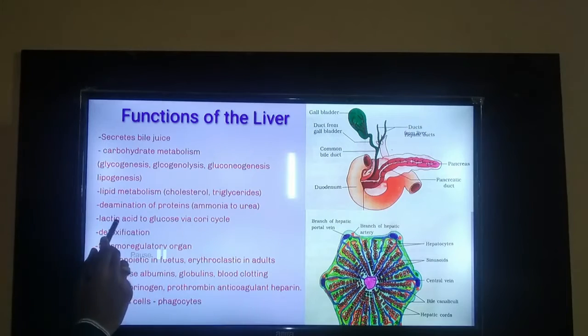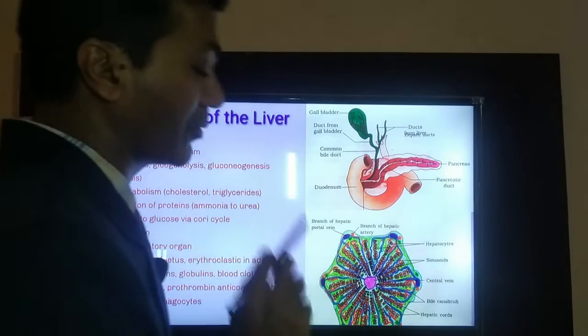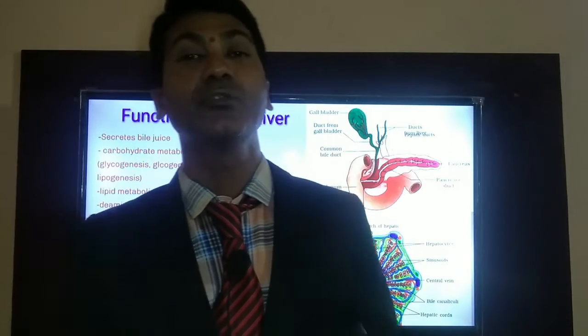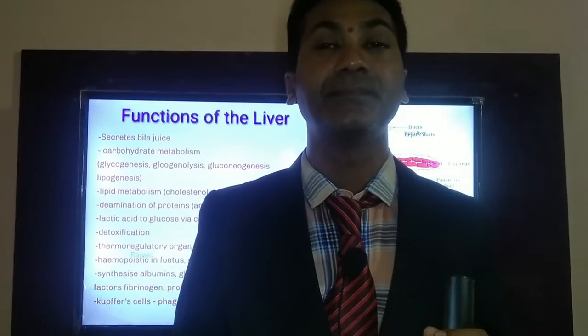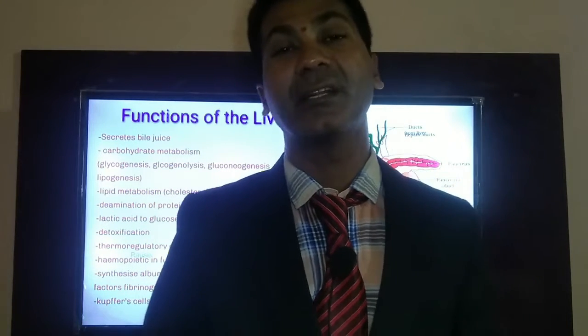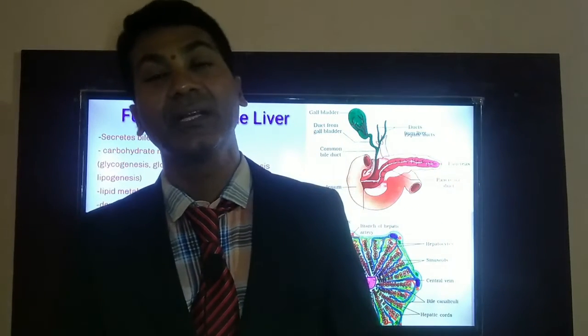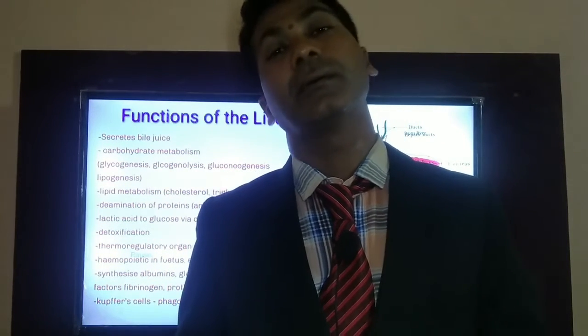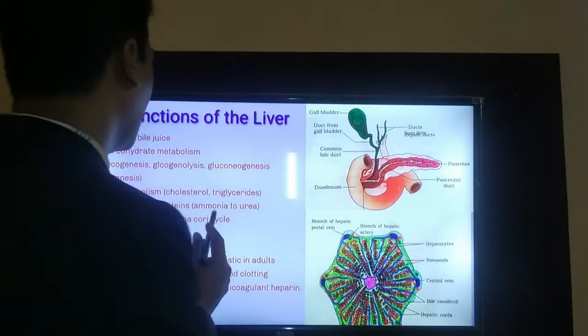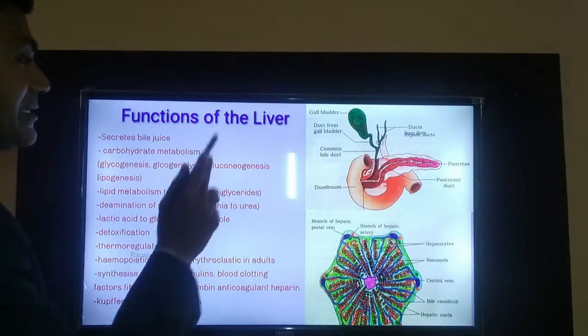So ornithine cycle. Next, lactic acid to glucose via Cori cycle. Already we have studied the Cori cycle. Cori cycle is a two-way traffic between muscle and liver. Muscle produces the lactic acid during anaerobic respiration. That lactic acid is received by the liver, which converts the lactic acid into glucose, and it is pumped to the muscle again. So such a process is the Cori cycle. That Cori cycle also takes place in the liver itself.